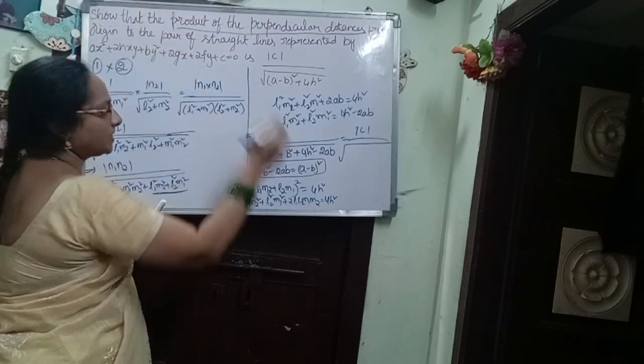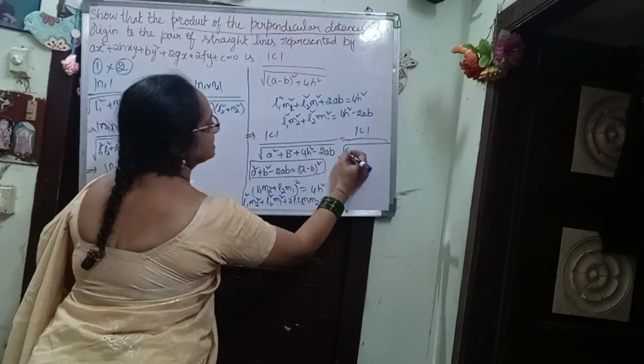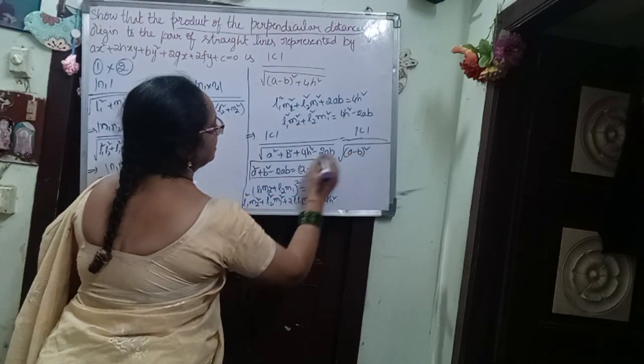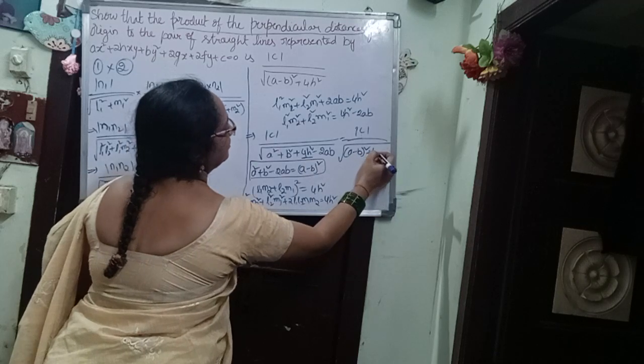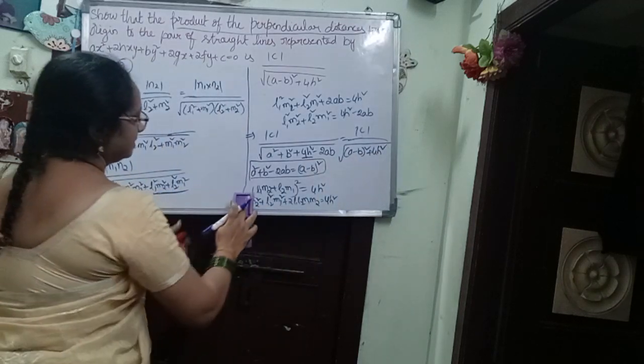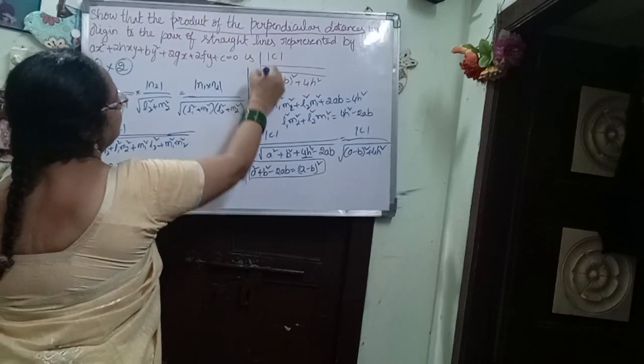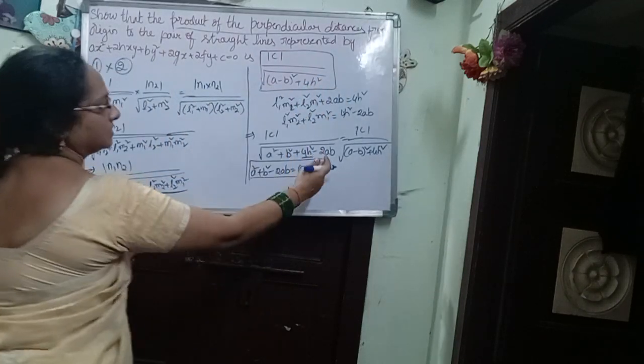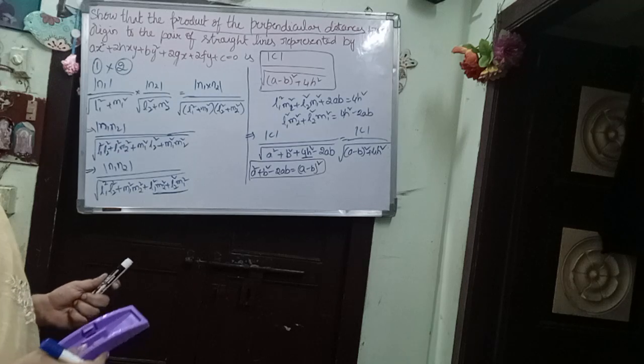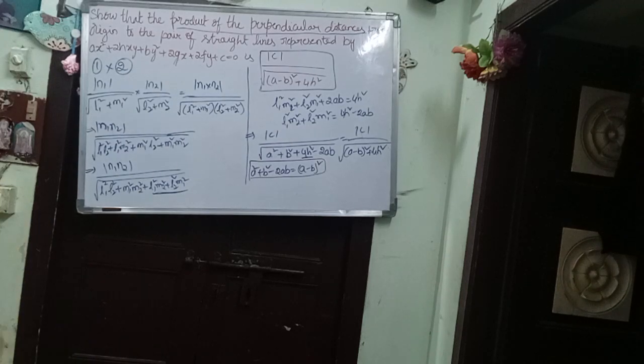So here what we got? A minus B whole square and remains plus 4h square. That only we have to prove, right? See, this only we have to prove. Solved, proved, that we got it. This is the question. Very easy. If you understand and if you remember the formulas properly, then you can do it.